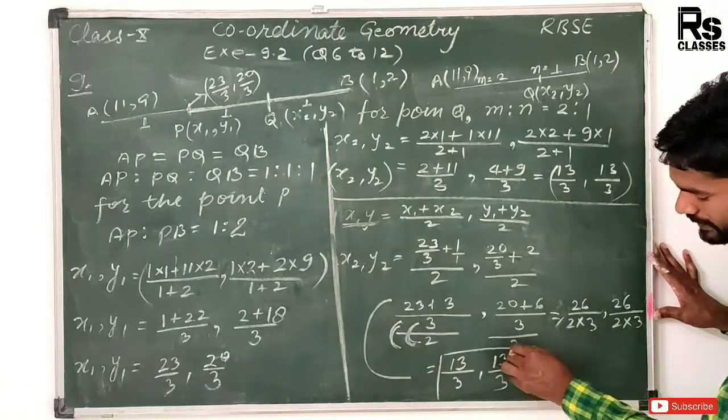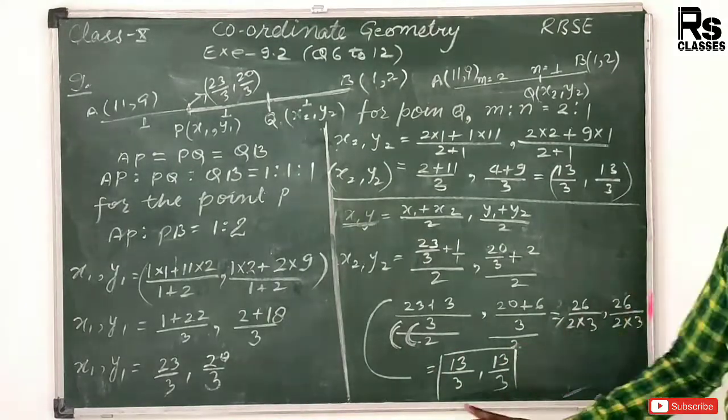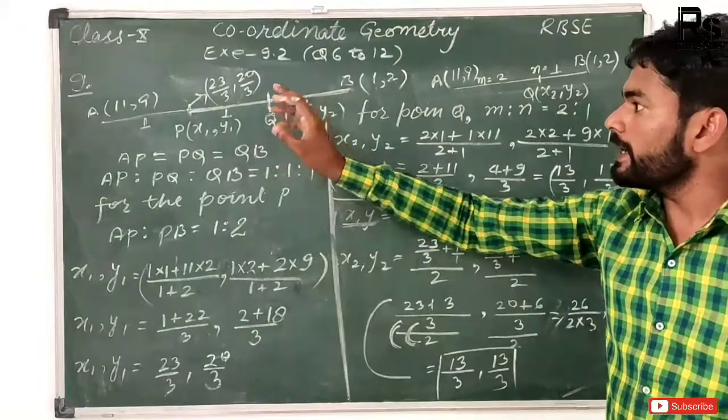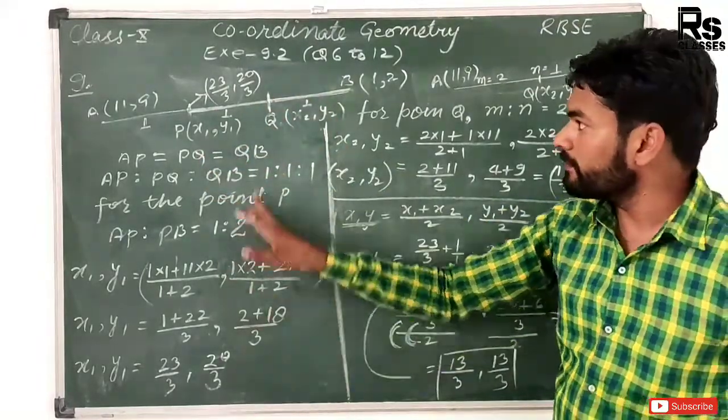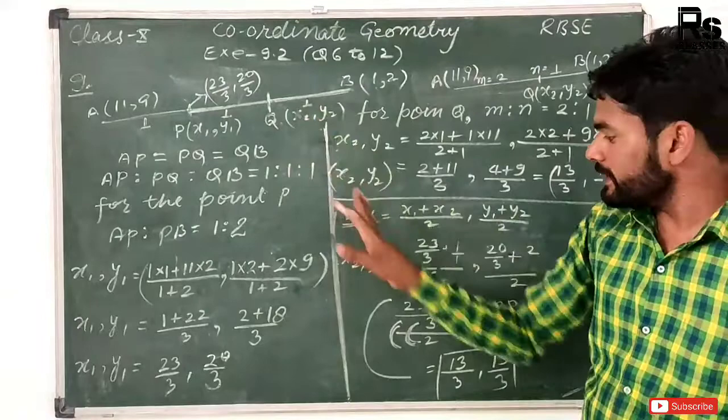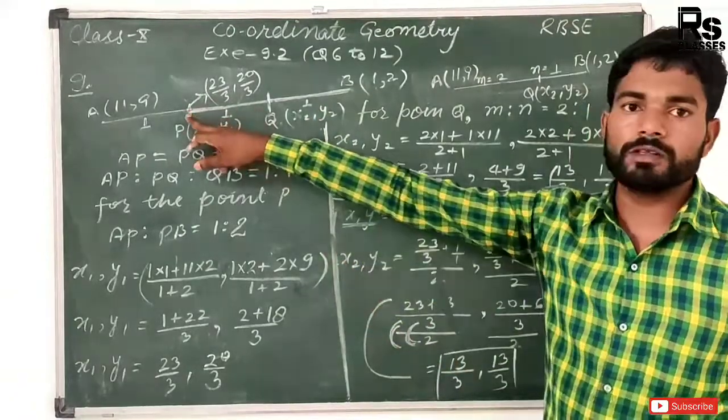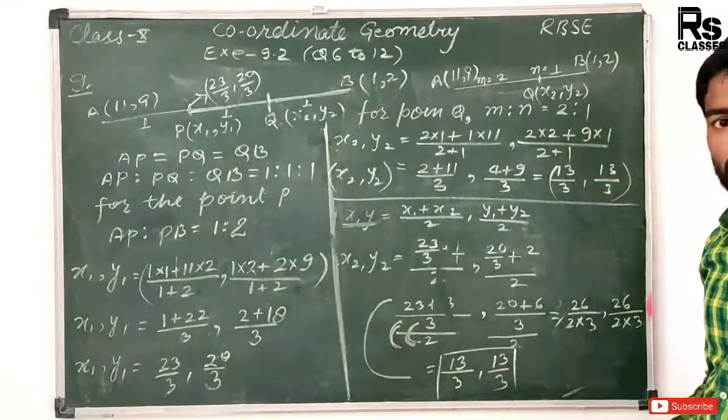So this is the alternative method to calculate the value of Q. And if you have already calculated the value of x2 and y2, then this alternative method we can use for the point P. So students, please note it down.